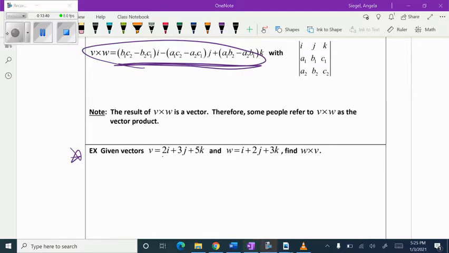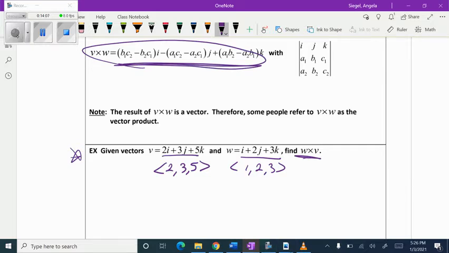So we are going to look at these two vectors. Vector V, another way of writing this is 2, 3, and 5. And another way of writing vector W is 1, 2, and 3. That's the first thing I want you to see. So what we're going to do is find the cross product of W and V.